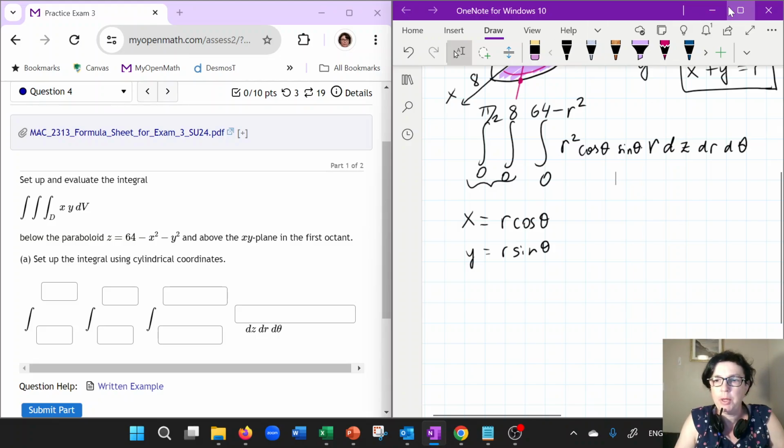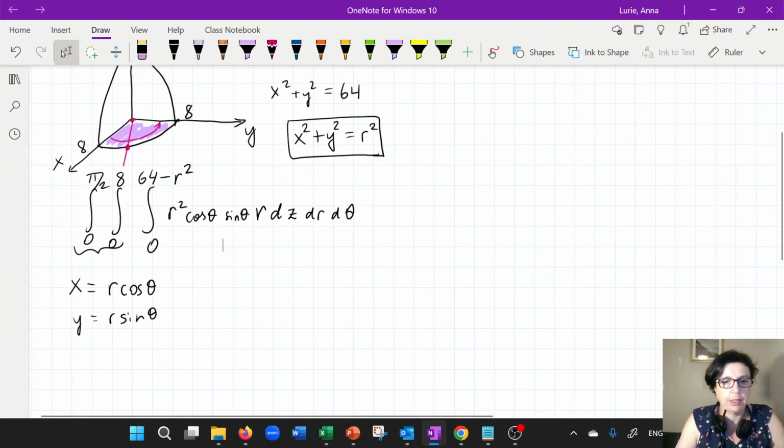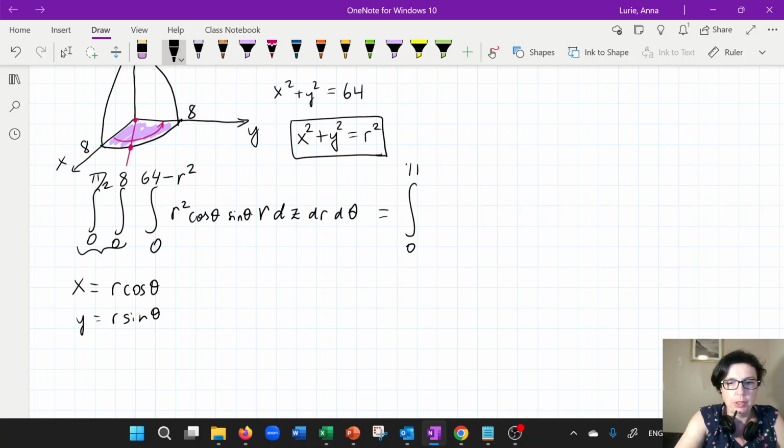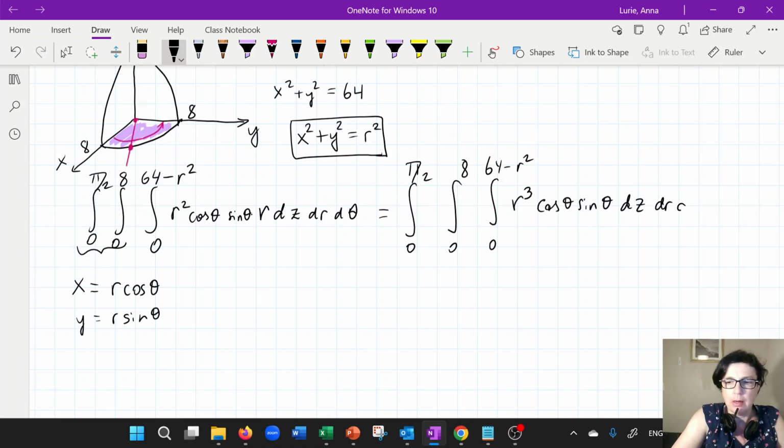Now let me show you how to compute something like that. Let me first simplify this a little bit. So this is going to be 0 to pi over 2, 0 to 8, and then here 0 to 64 minus r squared. And then I'm going to combine the r's together into r cubed. And then this is cosine theta, sine theta, dz dr d theta.